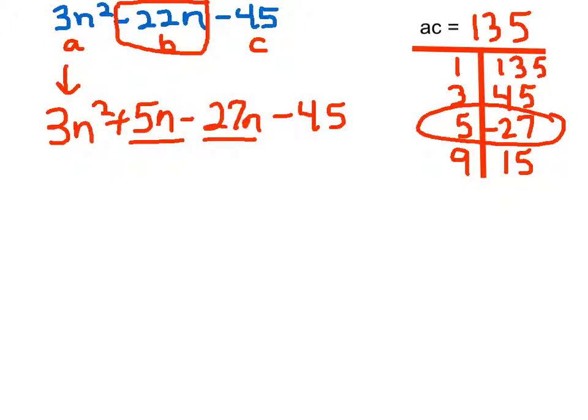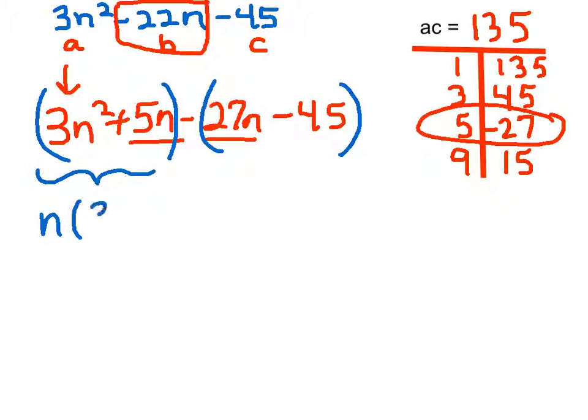Okay, so now this is where you get to do your magic and put your groupings. I'm going to put a grouping around the first two, a grouping around the last two terms, and I left that minus in the middle for a reason. Okay, so now we're going to look at this first one. What can I pull out of there that they both share? I know I just heard you say an n, so I'm going to pull that n out. Left inside is 3n plus 5. Okay, now this is the easy part. You get to duplicate that. You're going to take that 3n plus 5 and put it over here.